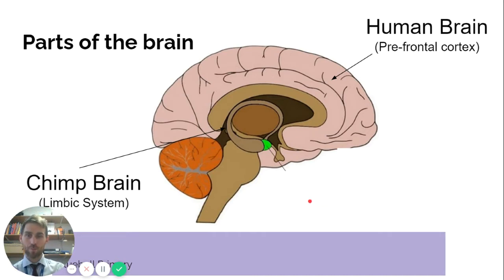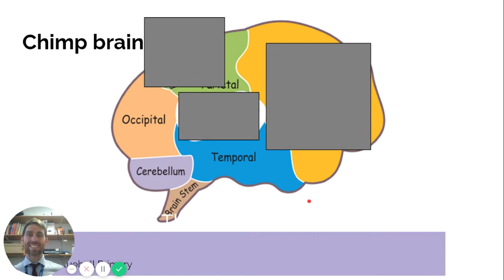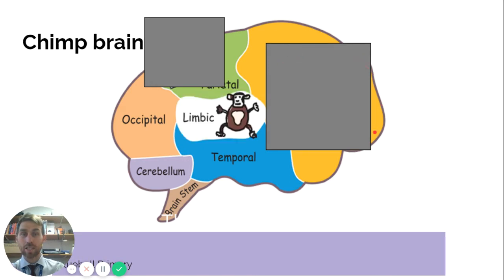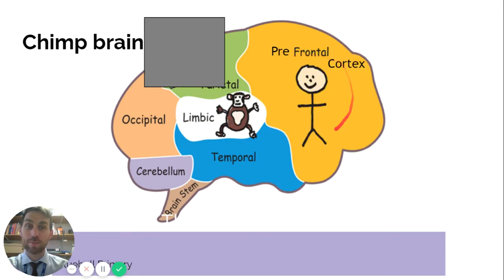Right, let's move on. We'll look at a simpler version, just to highlight some of the key areas. This bit is our chimp brain, and our chimp brain is what we share with the chimp, and he sits there in the middle of our brain, and he sometimes makes decisions. He or she sometimes makes decisions for us. And then we've got this guy here, or girl, and that is in our prefrontal cortex up there.